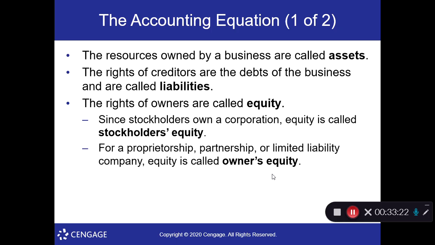We talked a little bit about the accounting equation in our first video together. So assets are resources owned by a business. Liabilities are the rights of creditors or the debts we have. And then the rights of owners is called equity. And you'll probably see this: there's stockholders' equity and owner's equity. What's the difference? Stockholders' equity is the equity of a corporation, someone that has publicly traded stock, most likely. And then owner's equity is all the other business structures, proprietorships, partnerships, LLCs.